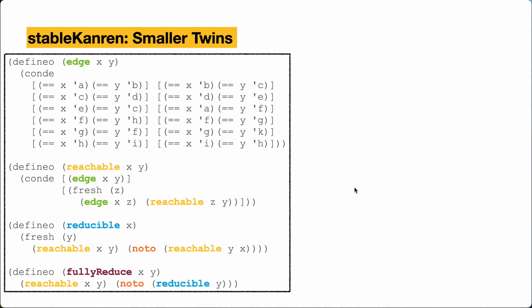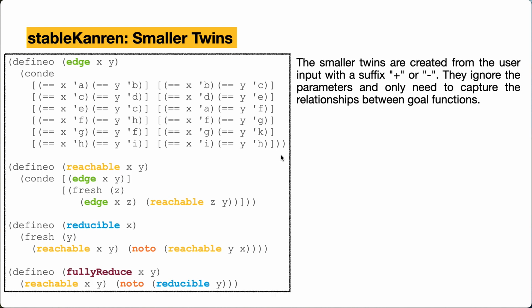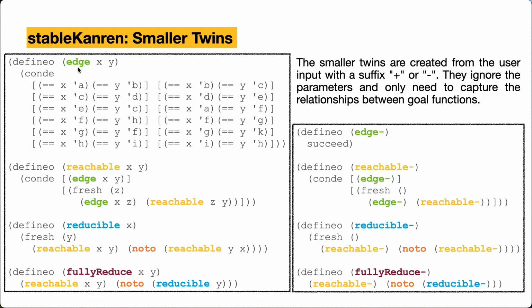Now back to the final SCC example code. In this code, we will try to create the negative twins. The smaller twins are created from the user input with the suffix plus or minus. These twins ignore the parameters and only need to capture the relationships between goal functions. So this is what the twins look like. For example, for edge, we ignore the parameters x and y, so there is nothing in there, and because inside we have unification, it always succeeds. This is edge, and because we are generating the negative twins, it's edge minus.